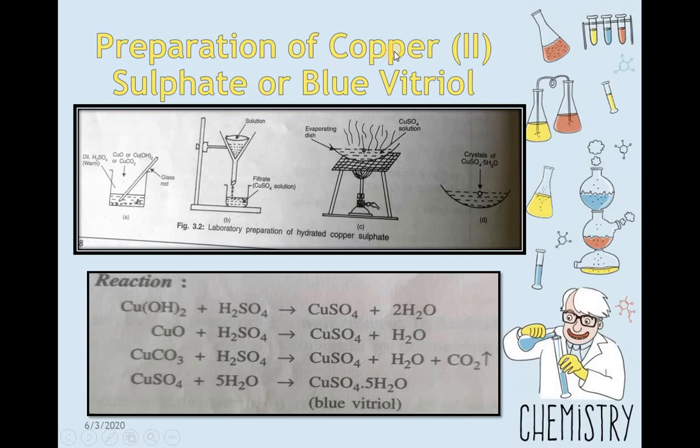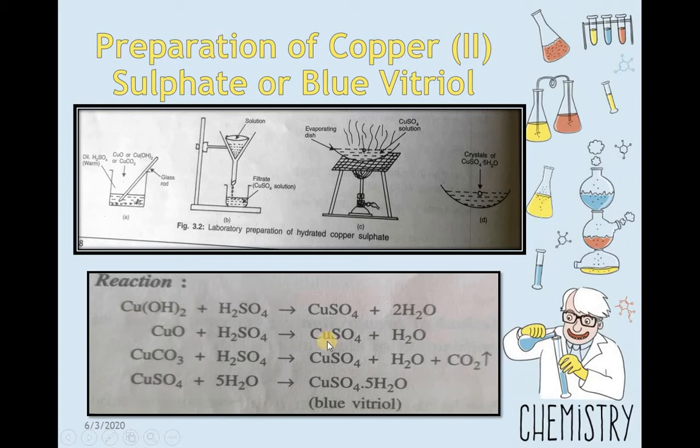Second is the preparation of copper 2 sulfate or copper sulfate, popularly known as CuSO4 or blue vitriol. So what is the method? By the action of dilute acid, generally dilute sulfuric acid, on an insoluble base which is copper hydroxide or copper oxide or copper carbonate. The reactions are given over here.